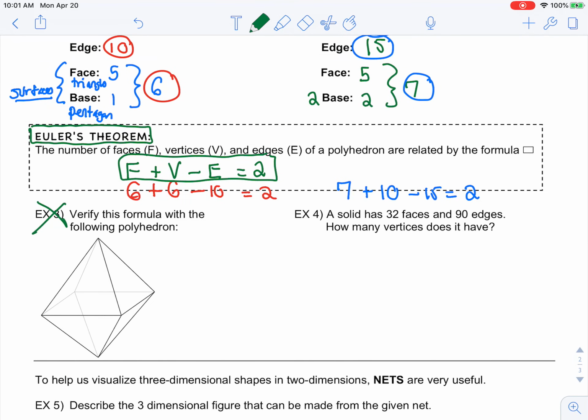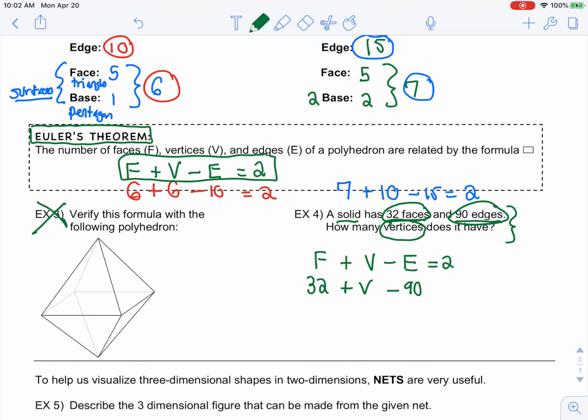So I wanted to do one last quick one. I'm going to skip this one, but I did want to show you how you could use this. Let's say that I told you we had a solid figure that had 32 faces and 90 edges, and I want to know how many vertices it has. If I use this formula, faces plus vertices minus edges equals 2, always equals 2, and plug in what I know, 32 faces, okay, 90 edges, so minus 90. I'm solving for the vertices. I could very quickly solve this equation and determine how many vertices there are.